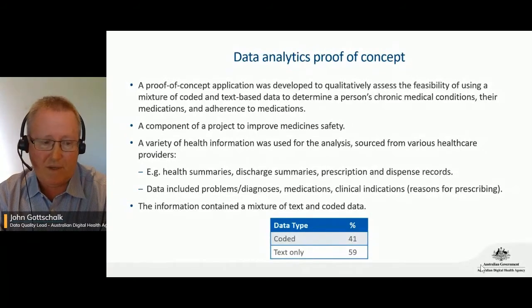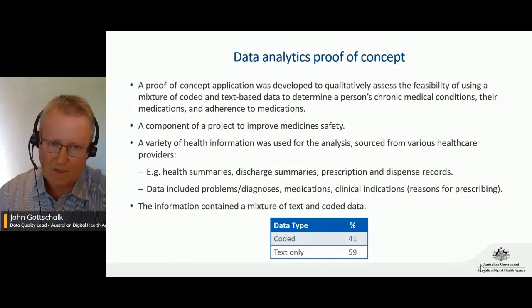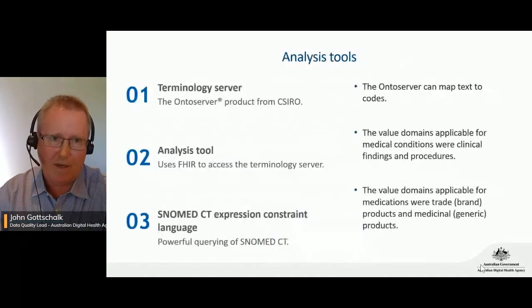The information contained a mixture of text and coded data. We found that approximately 41% of the data was coded, which is more than I expected, so that was good. And 59% of the data was text only. So we had to cope with text-only data and coded data.